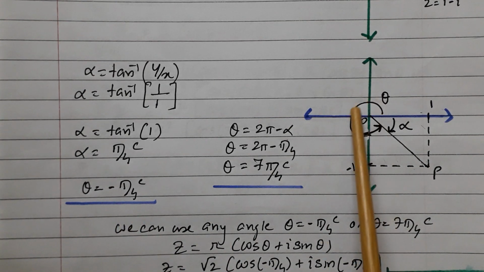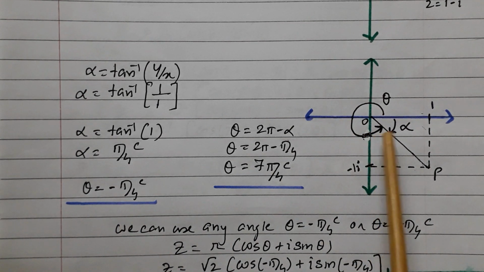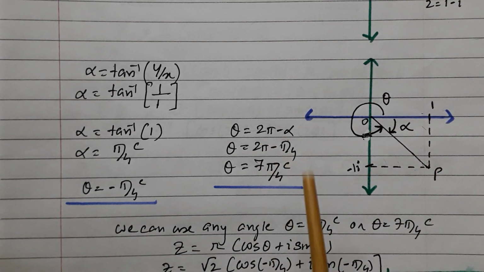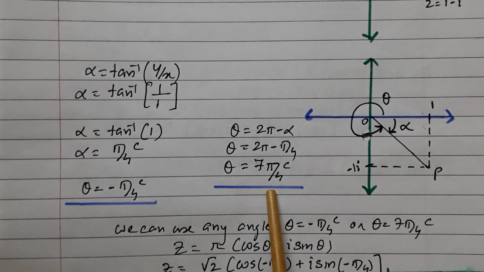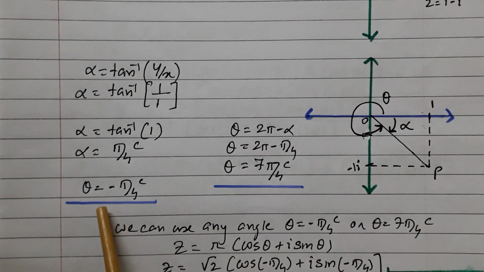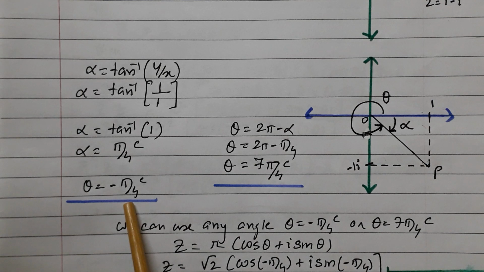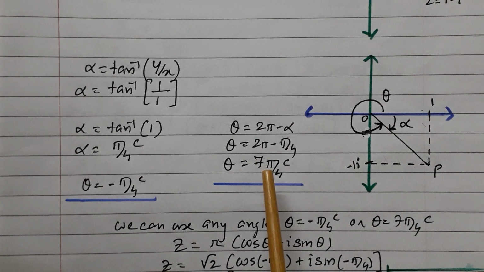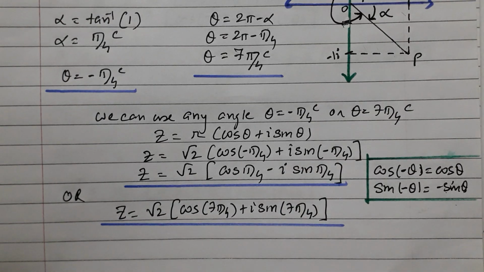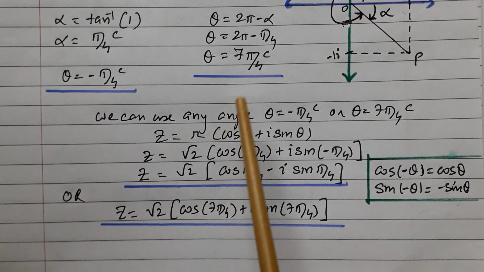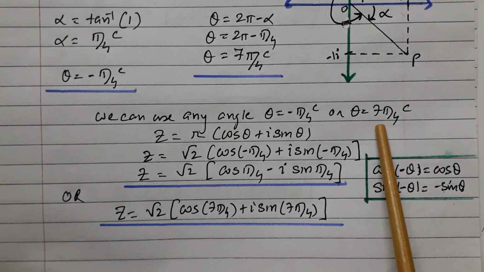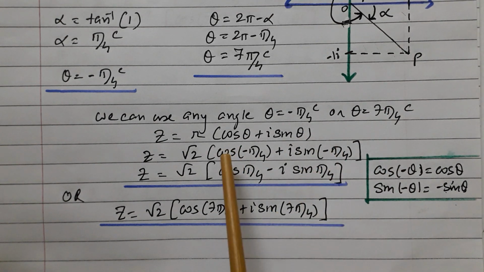The other value, that is the positive value, can be easily calculated using 2 pi minus alpha. So it will be 2 pi minus pi by 4, that will be equal to 7 pi by 4. So theta has two values. One is negative pi by 4 radian and the other one is 7 pi by 4 radian. Now, we can use any angle, either negative pi by 4 or 7 pi by 4 to represent the number in the polar form. But here we will be using both.